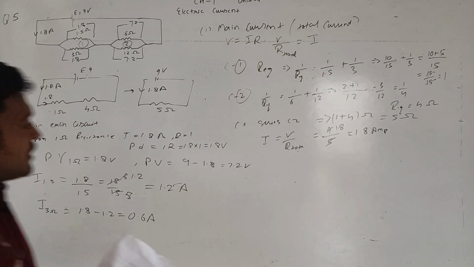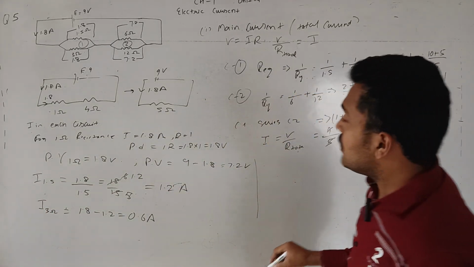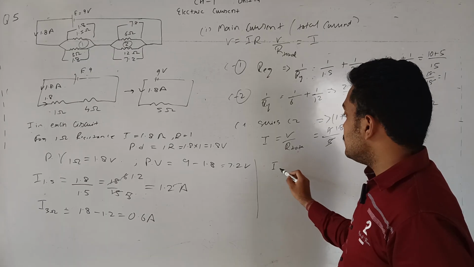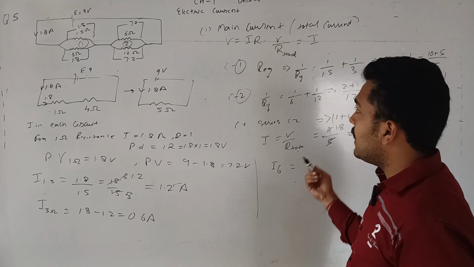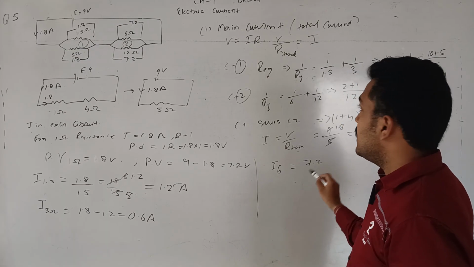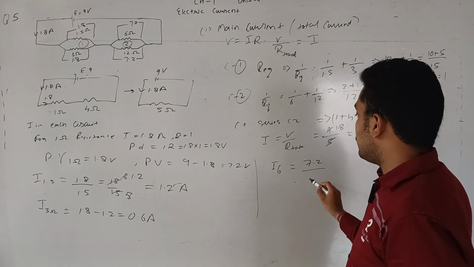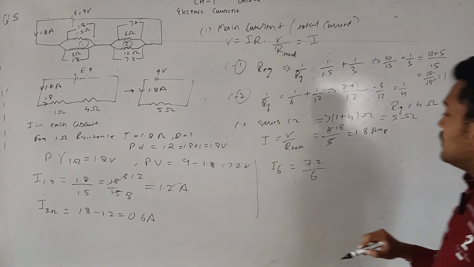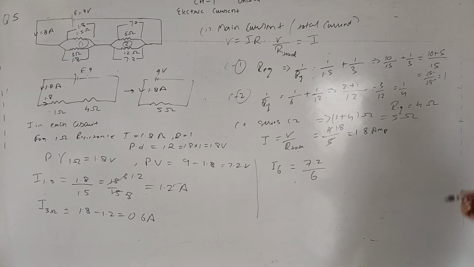Similarly, we will find it for the 6 ohm resistance. The current across the 6 ohm resistance is V upon R. V here is 7.2 and R is 6 ohm. So it is 7.2 divided by 6.